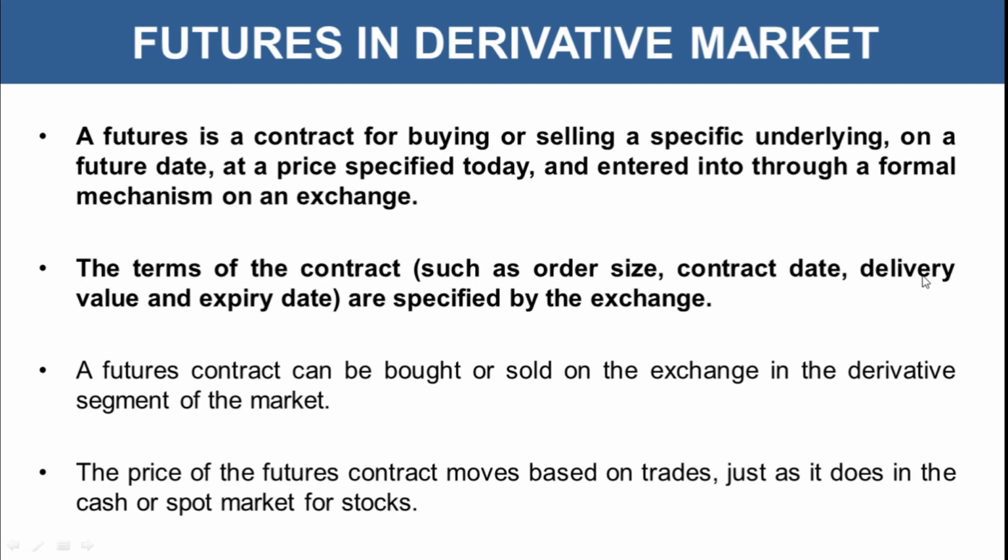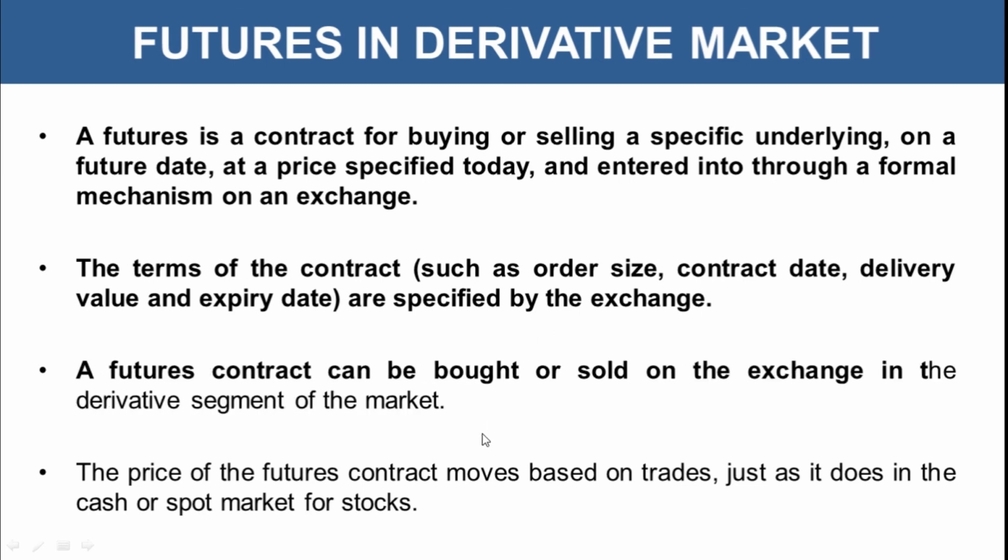So at the future course of time, when you want to purchase that asset, or maybe you want to sell that asset, both ways, what would be the total delivery value and what would be the expiry date of that contract, all these would be specified by the exchange and in the contract which you come into by buying futures in the derivative market. A futures contract can be bought or sold on the exchange in the derivative segment of the market.